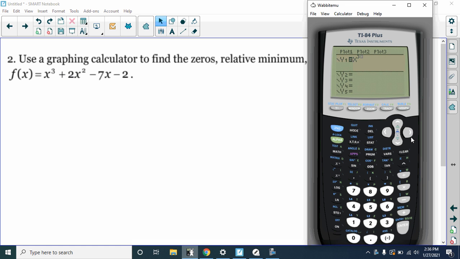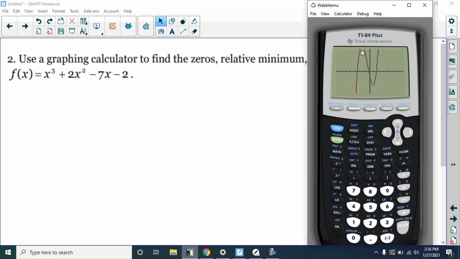x cubed plus 2x squared minus 7x minus 2. Usually you want to go to zoom number 6. If you don't have a very good graph, it's going to give you the -10 to +10 in both the x and the y. It looks like we can see pretty much all of our important points.